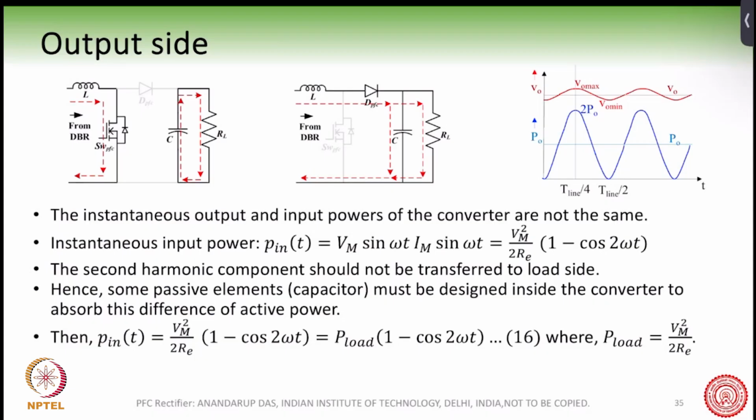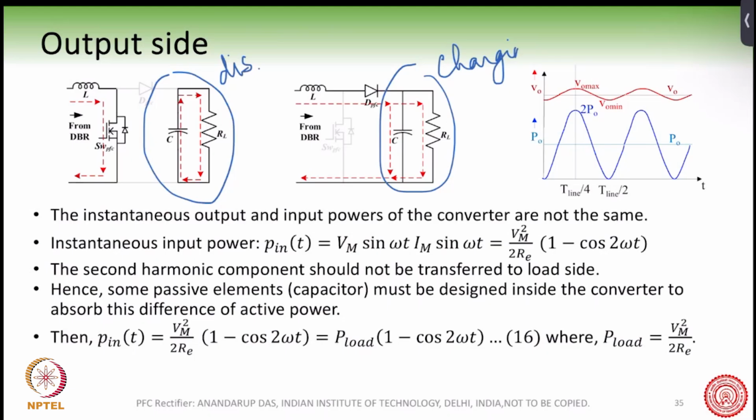Now, we have done the analysis from the inductor side, but now we'll talk about the capacitor side. So here is the capacitor. This is the place where the capacitor is discharging, and this is the place where it is charging. As we have said, the instantaneous output and input powers of the converter are not the same. What is the instantaneous input power? The instantaneous input power is something like P in equal to Vm sine omega t into Im sine omega t, which has a steady DC part and a 2 omega harmonic ripple. So this is the instantaneous input power.